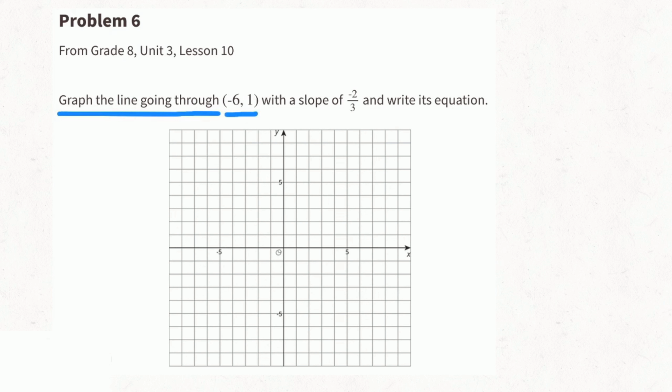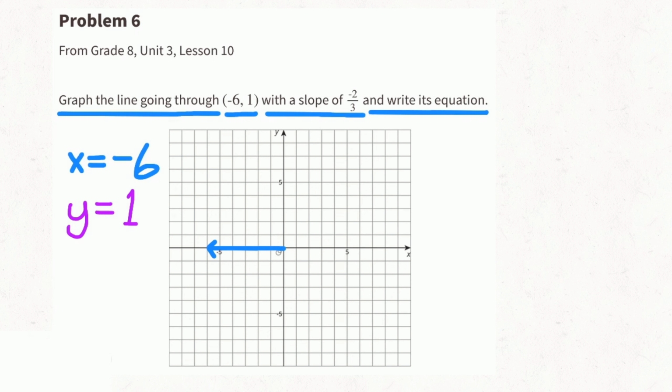Graph the line going through negative 6, 1 with a slope of negative 2 over 3 and write its equation. Negative 6 is the first number in the set of coordinates, so it moves along the x-axis, and the negative means it moves to the left. We start at the origin where the x-axis and the y-axis intersect, and we move 6 places to the left.